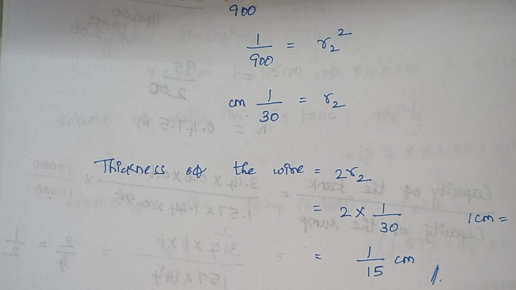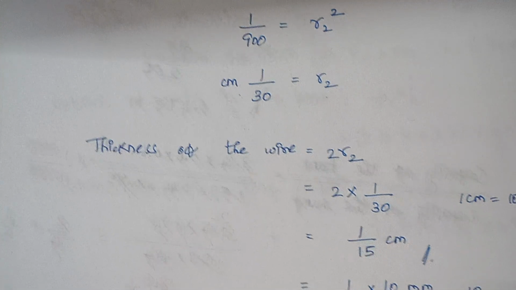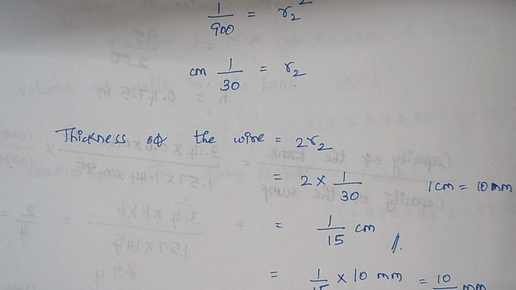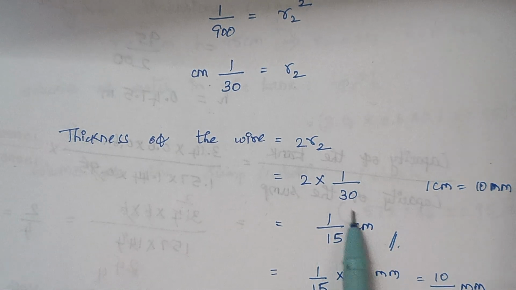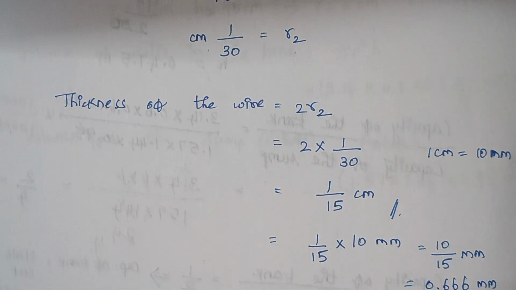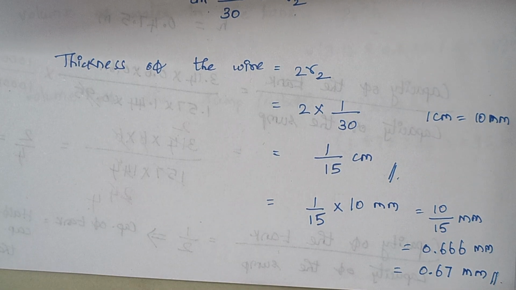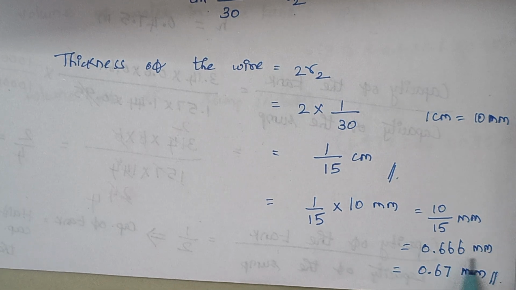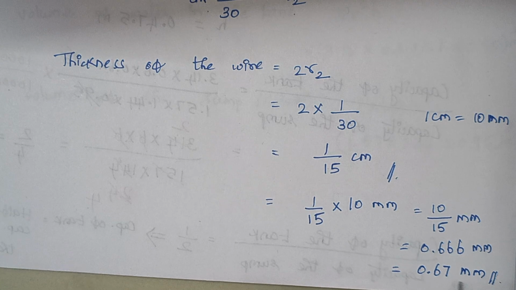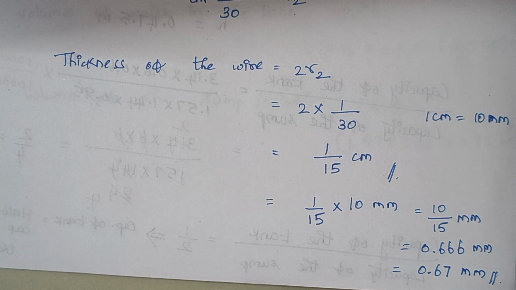Since it is 1 by 15 centimeter, we are converting this to millimeter. So 1 centimeter is nothing but 10 millimeter. So here I am going to multiply this term by 10. So when you multiply by 10, you will be getting 10 by 15, which is 2 by 3. Once you solve, here comes the answer as 0.666 millimeters or 0.67 millimeter. So this is the thickness of the wire. This problem gets over here. We will proceed with our next example.